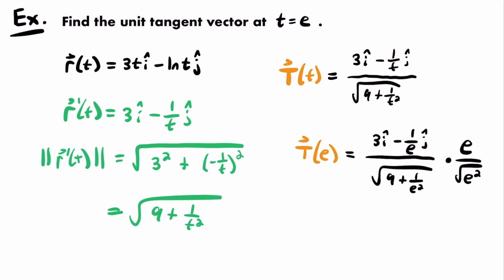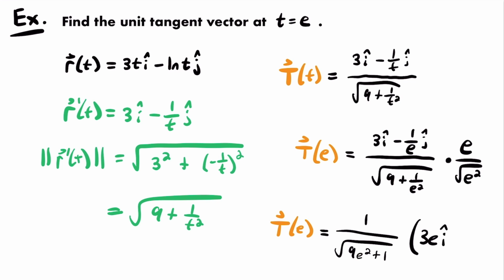So here's how I'm going to write the final answer here. Capital T of e is equal to 1 divided by the square root of 9e squared plus 1 times 3e times i minus j. Okay, so I just multiplied e through the numerator here, so e was multiplied by both of those vector components, and then we multiplied the square root of e squared into the denominator. Now, you'll notice I did not multiply the magnitude into the components of the tangent vector.